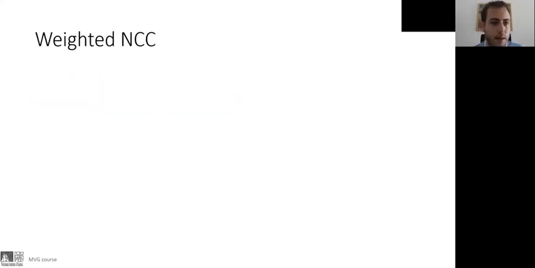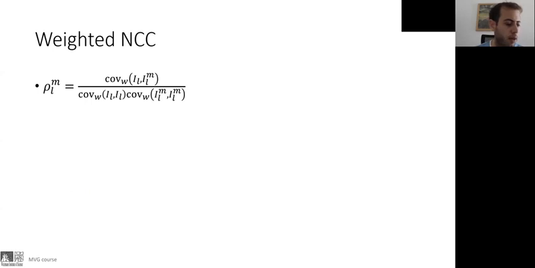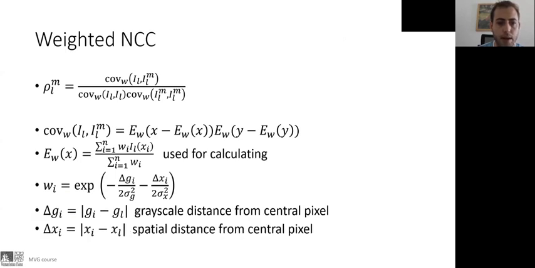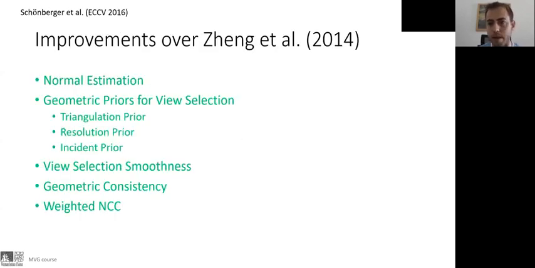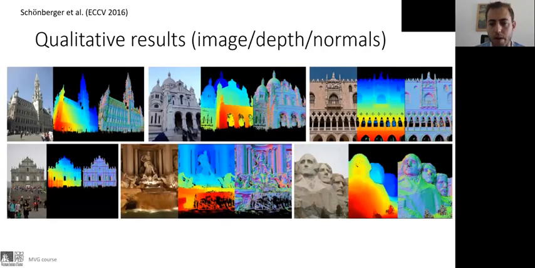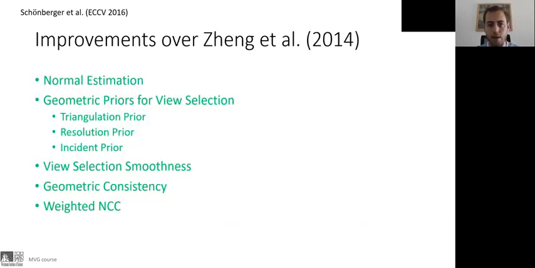And the last thing is some weighted normalized cross correlation, which I'm not sure if I want to skip. Maybe I'll skip it and we'll discuss it if we have time. It's just some heuristic way to do normalized cross correlation better. Okay, so let's see their results. As you can see, it's just an improvement to Zeng et al.'s method. That's why I had to talk about Zeng et al. before.